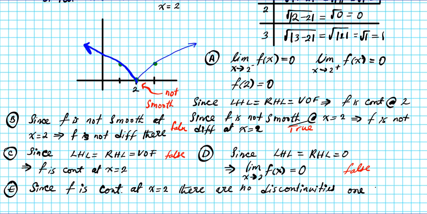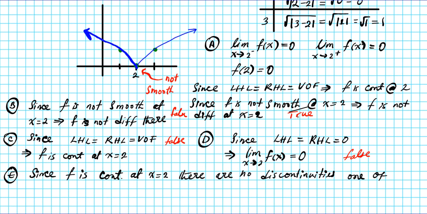One of which, what is one of the types of discontinuities that indicates the existence of a vertical asymptote? It's the infinite discontinuity. Okay, there are no discontinuities, one of which is infinite. And an infinite discontinuity just indicates that you have a vertical asymptote at that point. We don't have any vertical asymptotes on this graph. Okay, so that's why option letter E is false. The only true statement is option letter A.